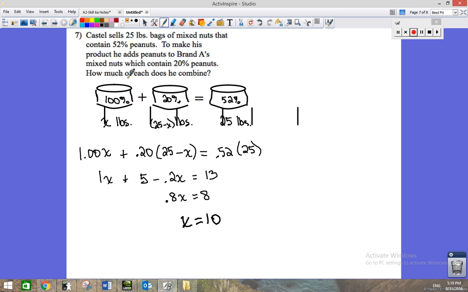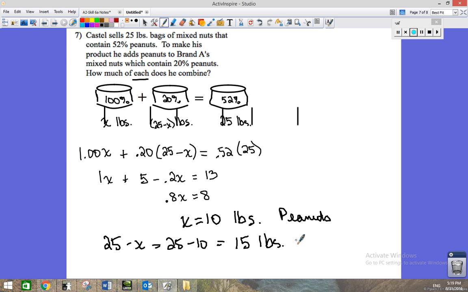Now, it said how much of each. So the x I called it was peanuts. So I have 10 pounds of peanuts. And 25 minus x, or 25 minus 10, is 15 pounds of that brand A. So when Castile adds these two weights together, he gets his 25-pound bag. 10 pounds plus 15 pounds, 25 pounds.